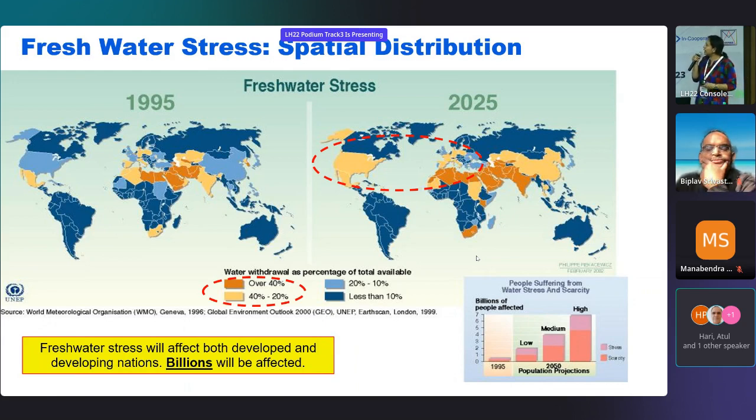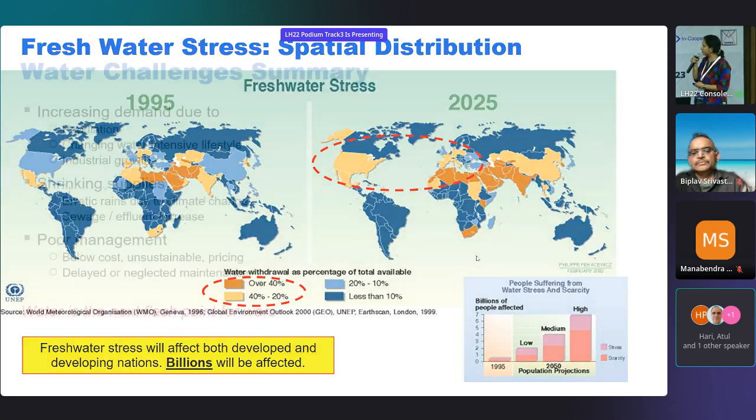So the idea here is that it's not just developing countries like India which will face water stress, but a large part of it would be faced by developed countries also. And so this is not just a regional issue or a local issue or a national issue, it's very much a global issue as well.